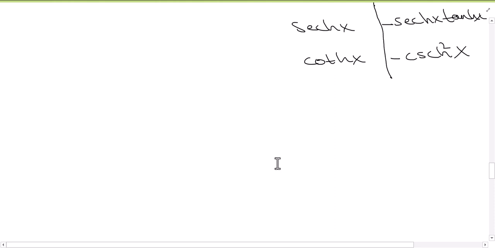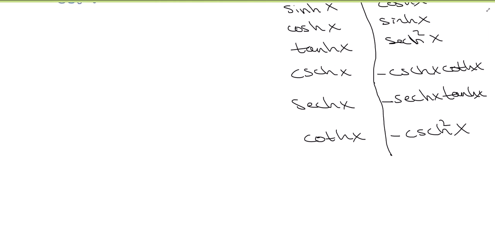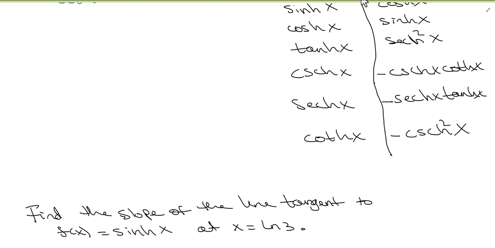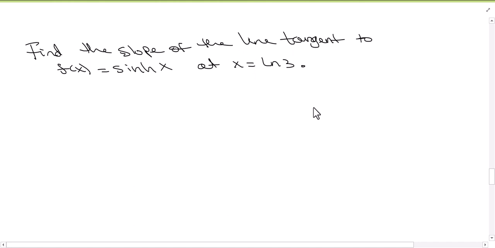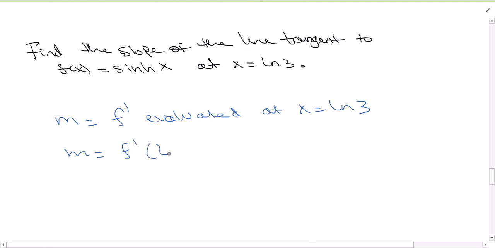And so how do you then evaluate derivatives and evaluate the functions? Let's try an example. Say, for example, we have this. Find the slope of the line tangent to f of x equals sinh x at x equals ln of 3. So I want to find the slope of the line tangent, so that means I need to find the derivative. So m is f prime evaluated at natural log of 3. I could have just said f prime of ln of 3. So let's find the derivative.